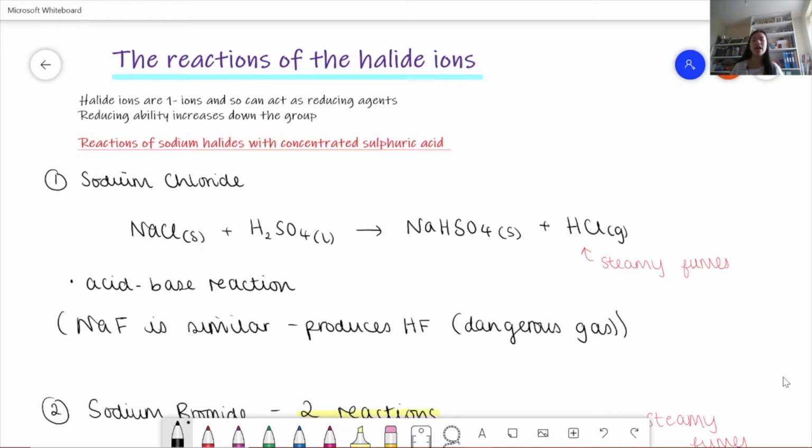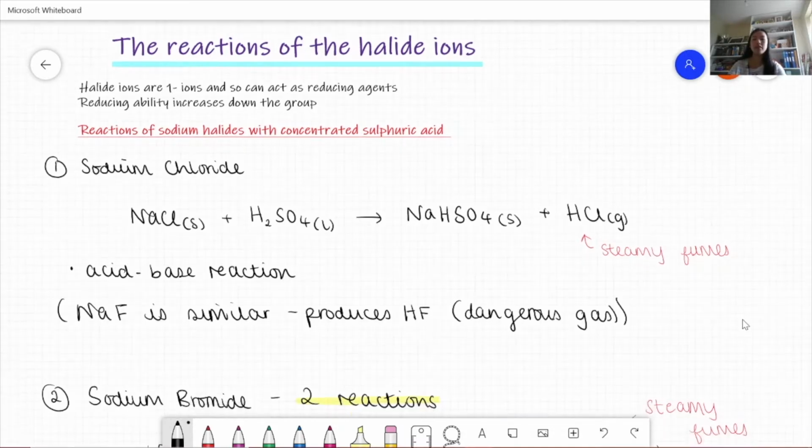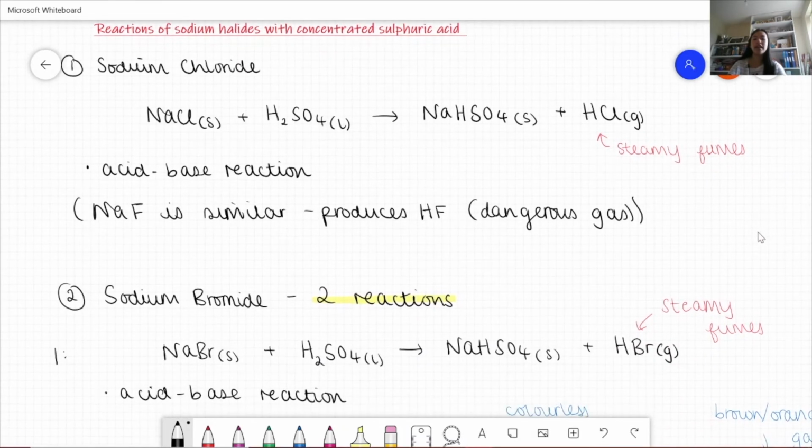Now we're going to have a look at reactions of sodium halides with concentrated sulphuric acid. The first one we have is sodium chloride. Sodium chloride reacts with sulphuric acid to form sodium hydrogen sulfate and HCl gas. And the HCl gas comes out as steamy fumes. So that's when you know that this reaction has happened.